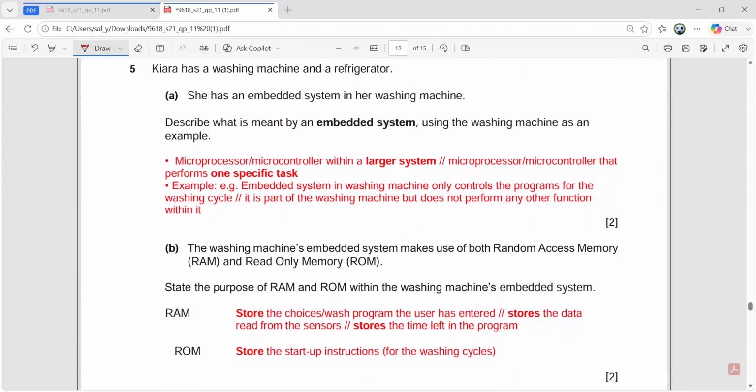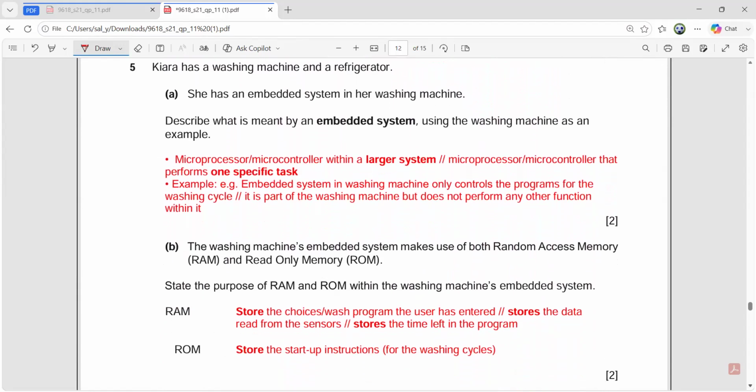Kiara has a washing machine and a refrigerator. She has an embedded system in her washing machine. Describe what is meant by an embedded system using the washing machine as an example.